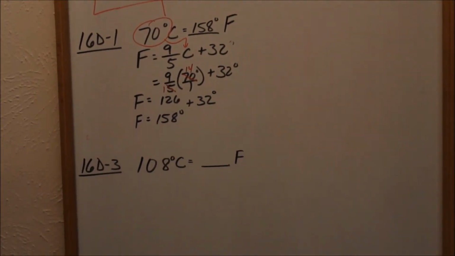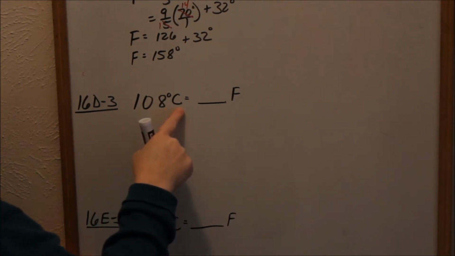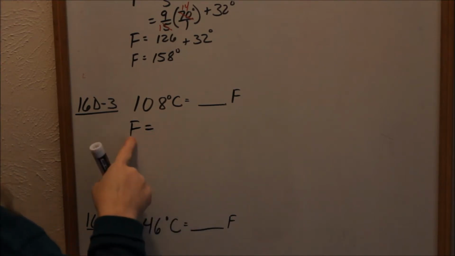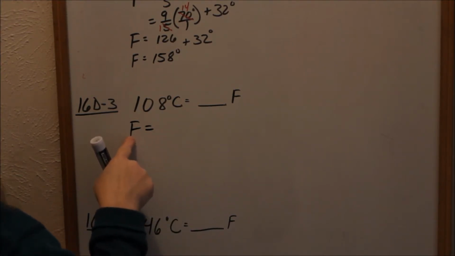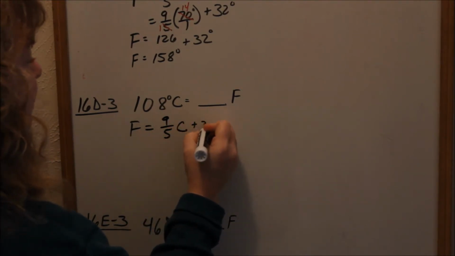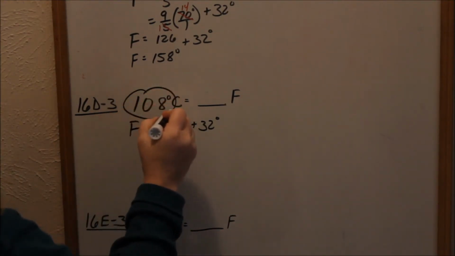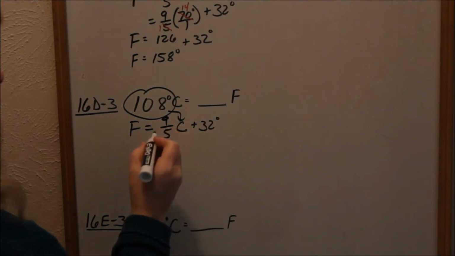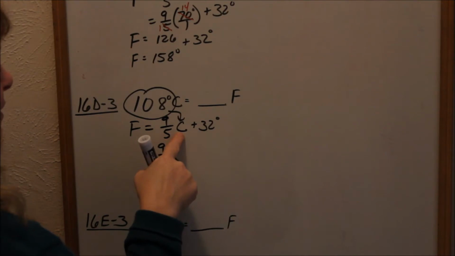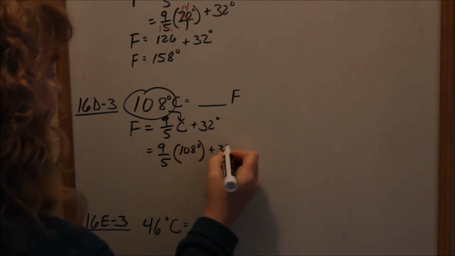Alright, now let's look at 16D3. We know our temperature is 108 degrees Celsius, and we want to turn that into Fahrenheit. So we use the formula. If we want to change it to Fahrenheit, we use the formula where F is over here all by itself. Okay, 9/5 C plus 32 degrees. We take our Celsius temperature and we put it in for the C. That's what the C represents, our Celsius temperature. So 9/5 times, because 9/5 C means 9/5 times C, 108 degrees plus 32.